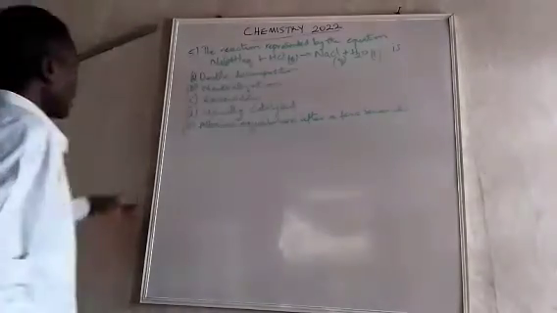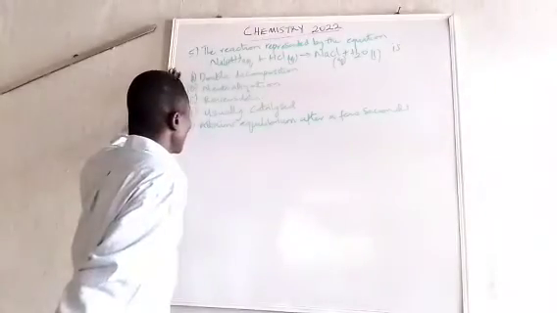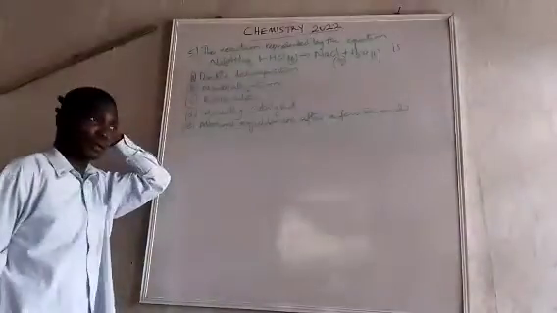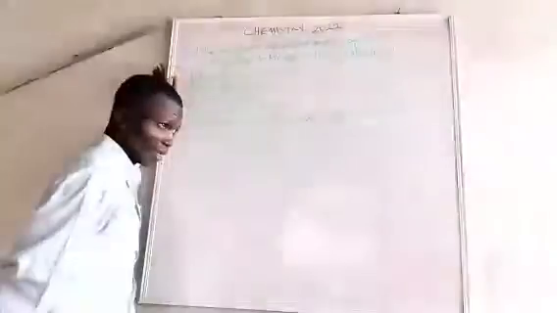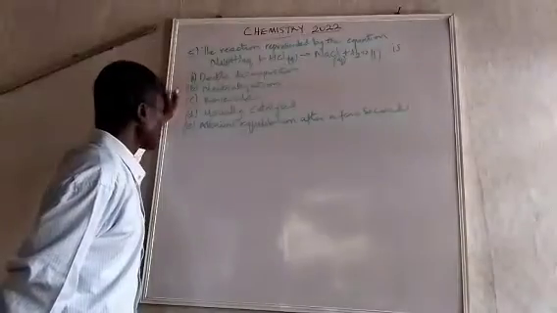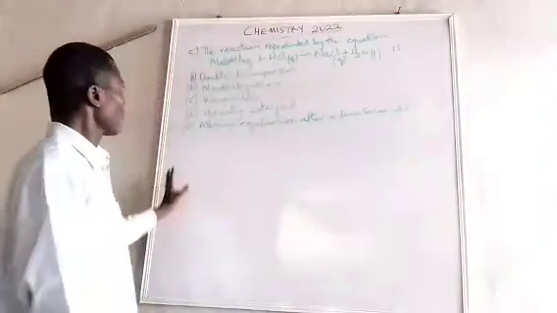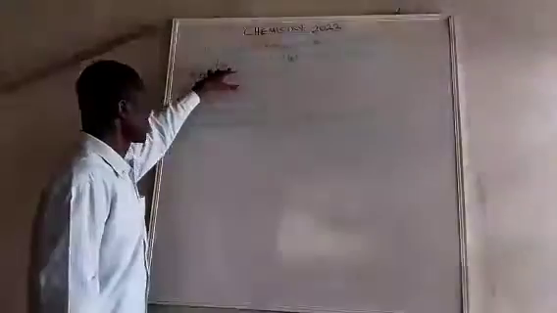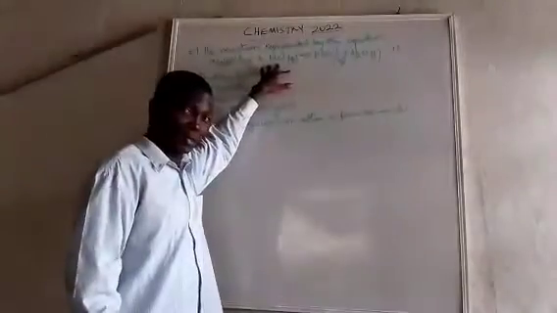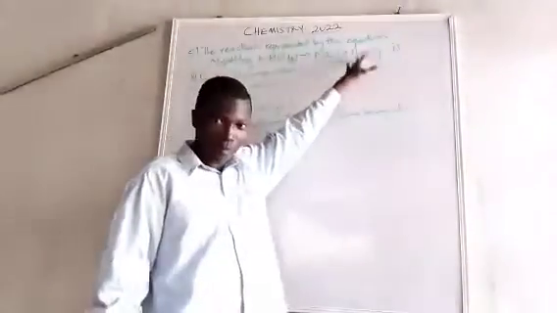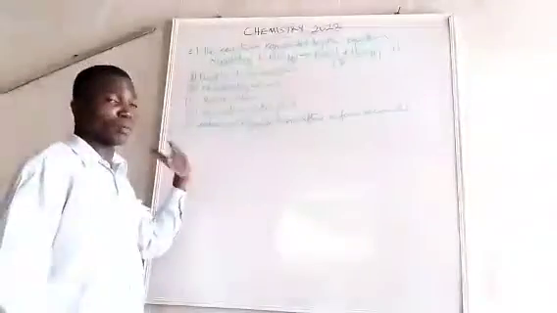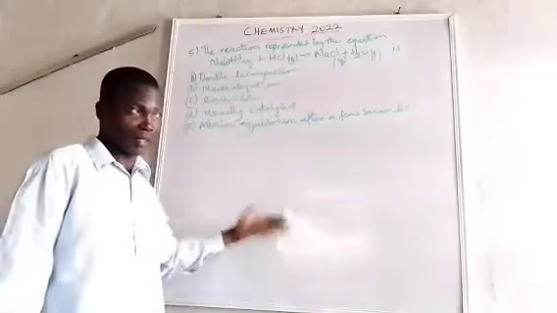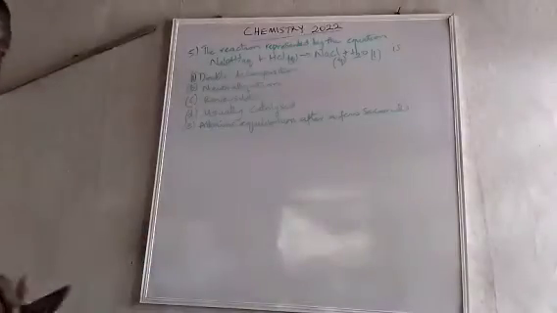The next question says the reaction represented by the equation NaOH(aq) + HCl(aq) gives NaCl(aq) + H2O(l) is: A. Double decomposition, B. Neutralization, C. Reversible, D. Usually catalyzed, E. Attains equilibrium after a few seconds. You don't even need to stress yourself. The answer is B, neutralization. This is base. This is acid. You understand? And it's giving us salt and water. So that is neutralization. We have treated this before. Go to your book and look at different types of reaction. So that's it.